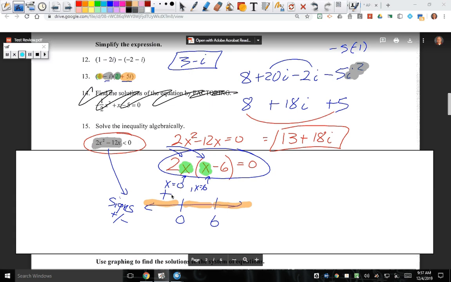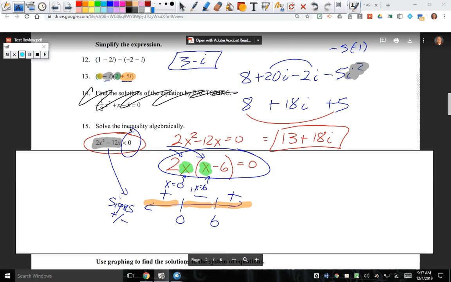Let's put in 1. Okay, we're testing the second interval. The first one is a positive. The second one is a negative. So the product is a negative. And let's plug in 7. The first one is a positive, positive, so the whole thing is a positive.